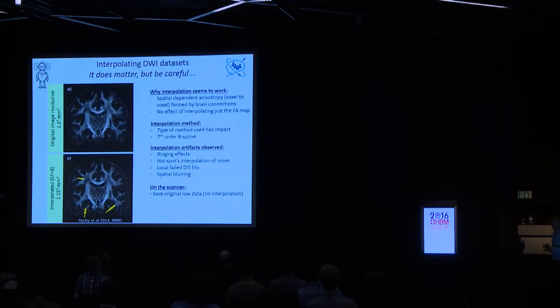We have ringing artifacts due to the flexibility of the interpolation method. You can observe hotspots where the interpolation method tries to reconstruct something from a noisy data set. You can have failed DTI areas, and you also include the blurring I showed you. So if the scanner suggests you interpolate your data, then do not do it. Always save your original data, and then you can do whatever post-processing you want afterward.